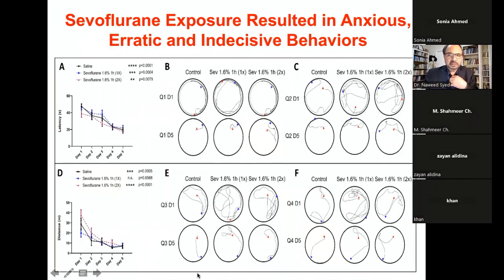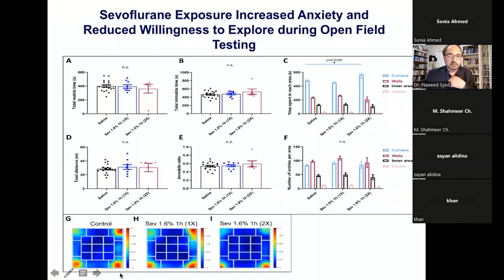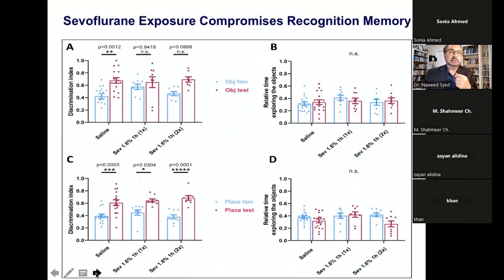Confusing. Anyways. So when we expose these pups, they result in anxious and erratic and indecisive behavior. They would still be able to explore, but the latency of their responsiveness was significantly decreased. And they had erratic behavior. The animals exposed to 1.6% will run around all over the place and often aimlessly, exhibiting what we call anxious and erratic behavior, in most of these cases.